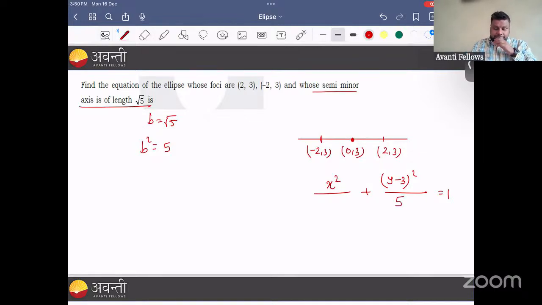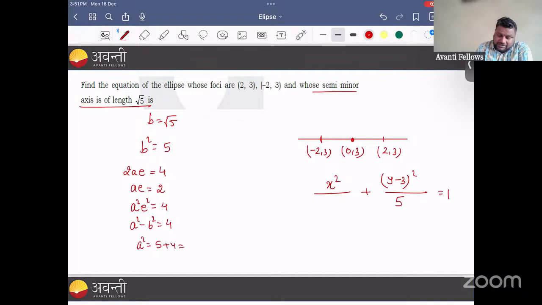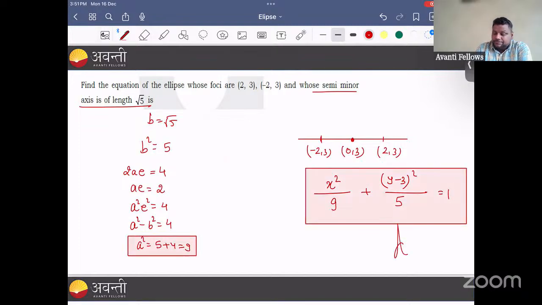Correct? Now, distance between the two foci is 2AE. 2AE is 4. So AE is 2. So A square E square is 4. Now A square E square is A square minus B square, which is 4. B square you already have, 5. So A square is going to be 5 plus 4, that is 9. Very beautiful question. So you just put it 9. This is going to be your correct answer. Am I correct?